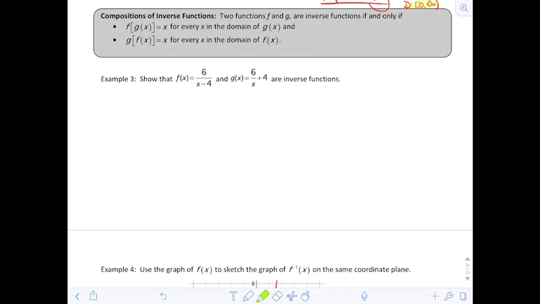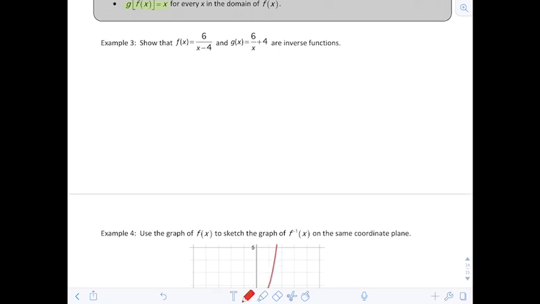Okay, compositions of inverse functions. Two functions, f and g, are inverses if and only if this happens. If I do the composition this way, f of g of x, and I get x, and then I do the composition the other way, g of f of x, and I get x. If that happens, where doing the composition both ways gives me just an x, then that proves that they are inverses. Okay, so we're going to try example 3.